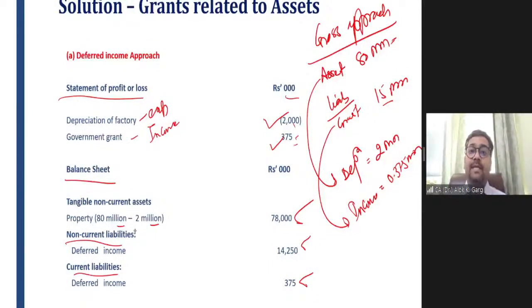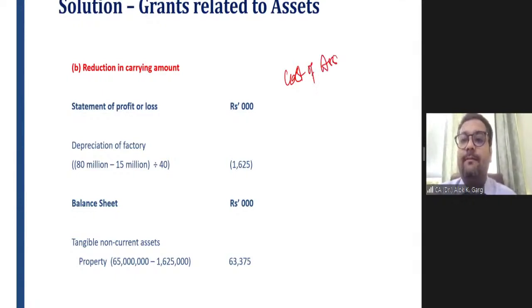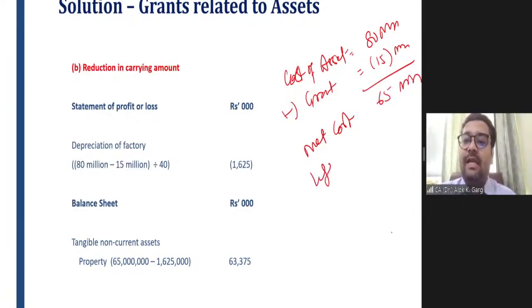Yeah, please remember gross approach, net approach. Going by the net approach, what will be the cost of the asset? So cost of the asset is 80 million. What is the grant received? Grant 15 million. What is the net cost in the hands of the company? 65 million. What is the life? 40 years.